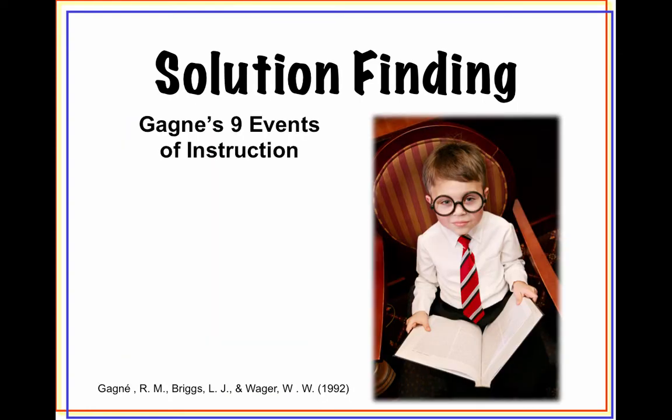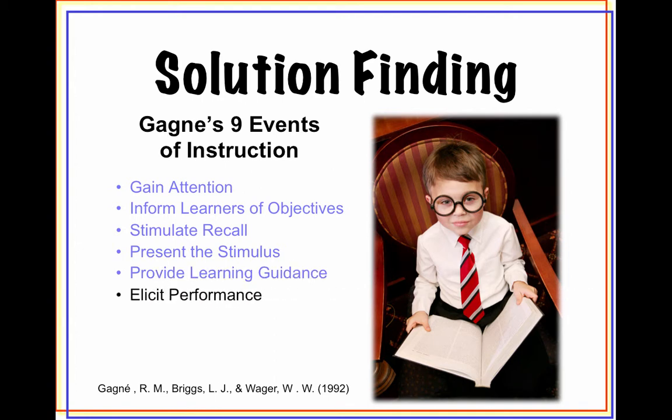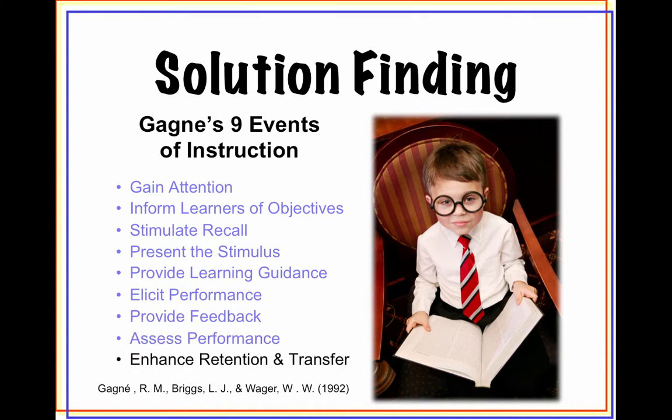When you have educational or instructional materials, you need solution finding with a purpose. Gagne's 9 events of instruction will help you do this. They are: gain attention, inform learners of the objectives, stimulate recall, present the stimulus, provide learning guidance, elicit performance, provide feedback, assess performance, and enhance retention and transfer. We'll cover each of these now.